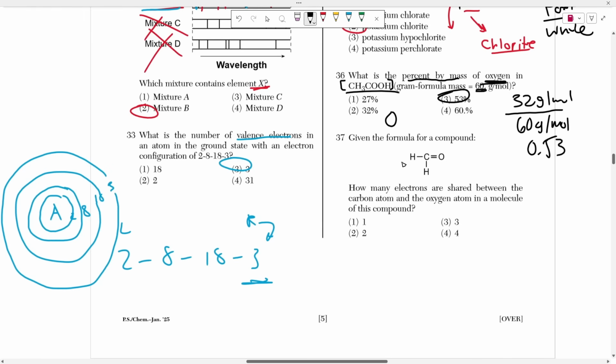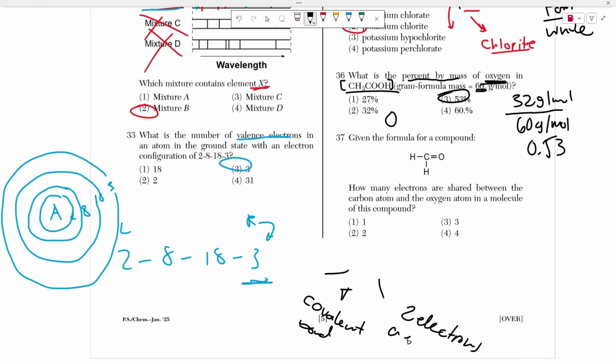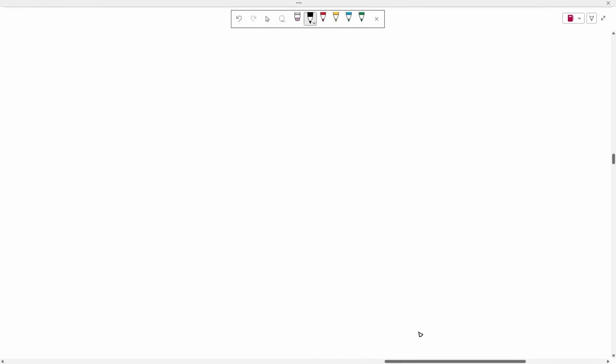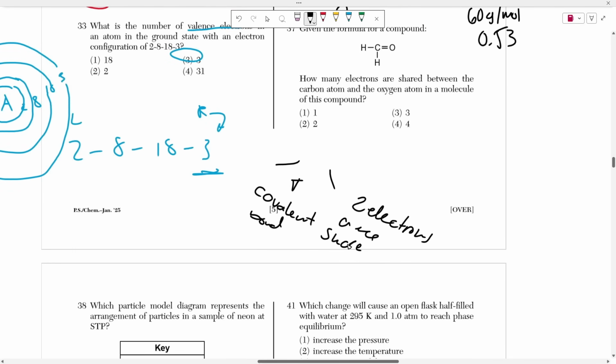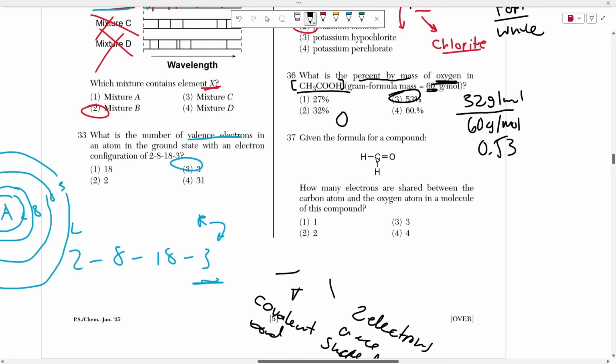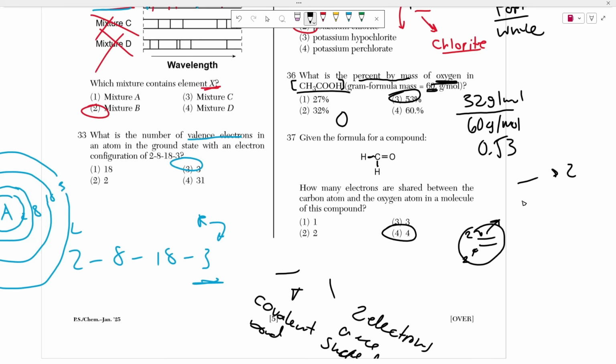Number 37 asks us, given the formula for a compound, how many electrons are shared between the carbon atom and an oxygen atom? So this is a Lewis dot diagram, or a Lewis structure. You know that every single line represents a covalent bond where 2 electrons are shared. So 2 electrons are shared between H and C right here. Every line represents 2 electrons. That means if I have 2 lines, there are 2 electrons in this line, 2 electrons in this line, and if we look at this bond as a whole, in total there are 4 electrons being shared. So a single line means 2, 2 lines means 4, and 3 lines means 6 electrons.